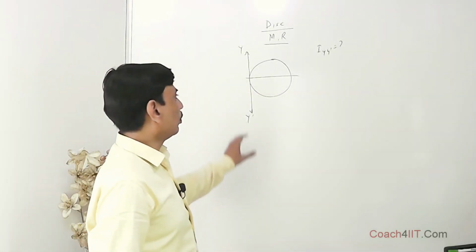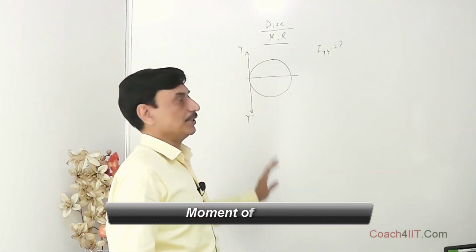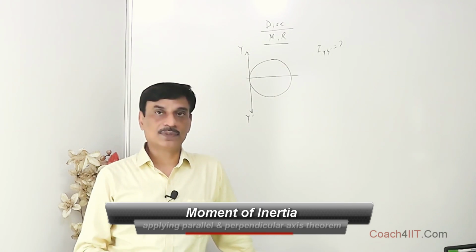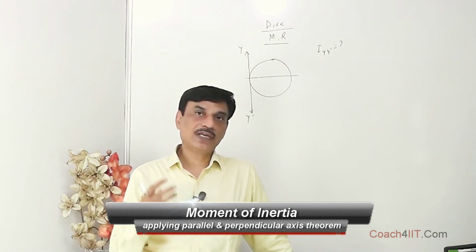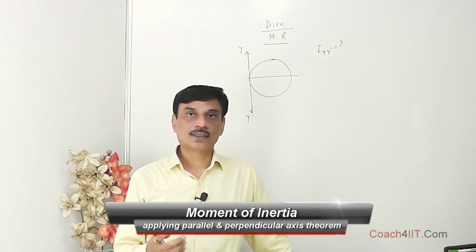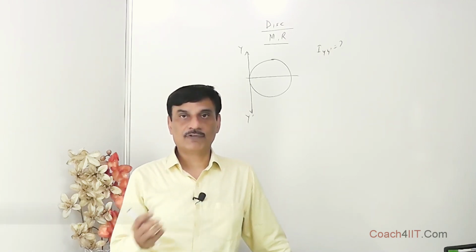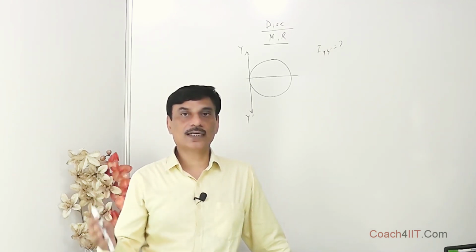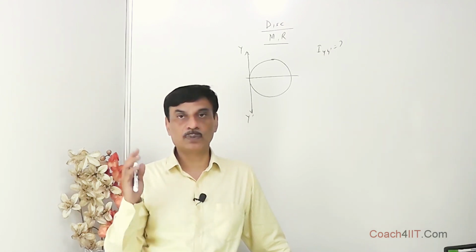We have to find the moment of inertia of this disk about this tangent. The mass of the disk is m, the radius is r. So when we have to find the moment of inertia, the various options we have are: first, if it is a particle, we can directly do m r square and find the moment of inertia.